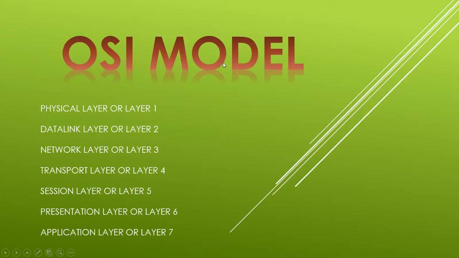In the OSI model, we have 7 layers. The first layer is our physical layer, and the second is the data link layer. We have the network layer, or layer 3. We have layer 4, which is our transport layer. We have layer 5, which is our session layer. We have the presentation layer and the application layer. This course has been broken down according to the OSI model, with the exception of the session and presentation layers.